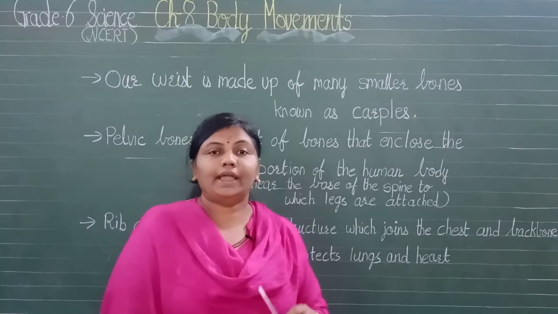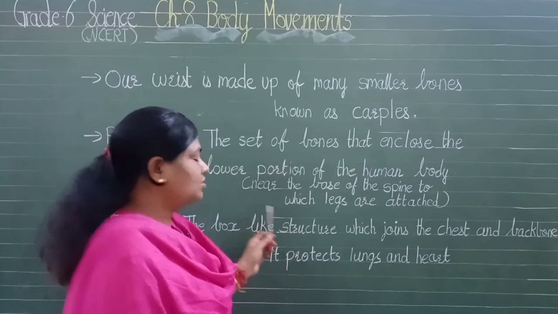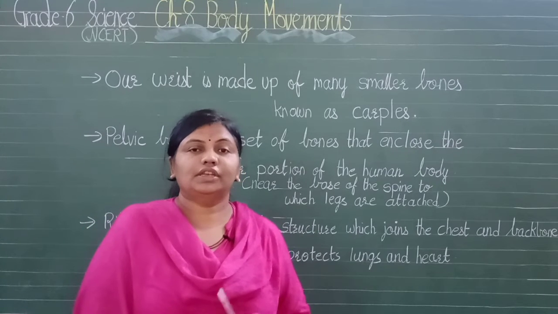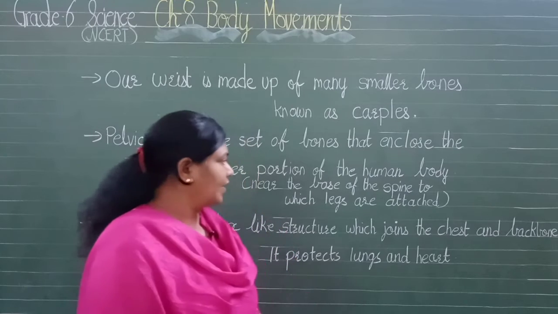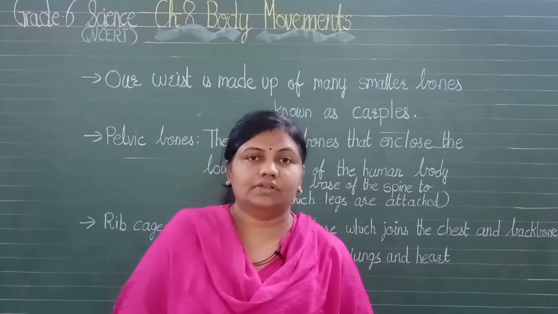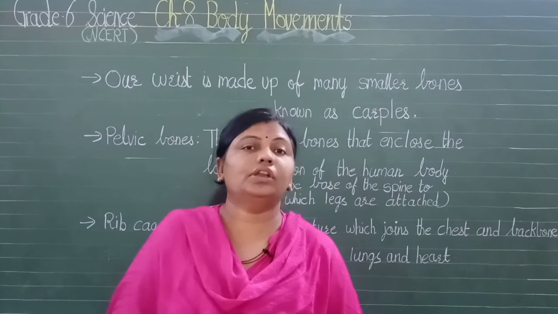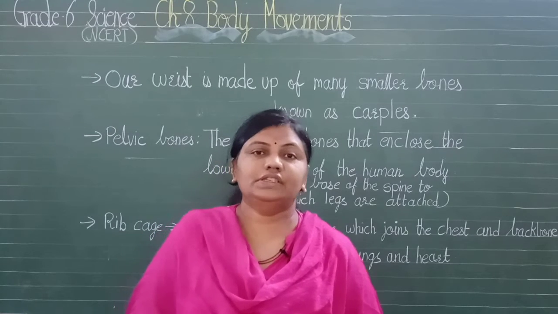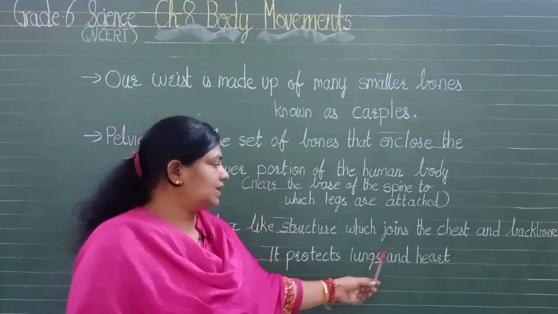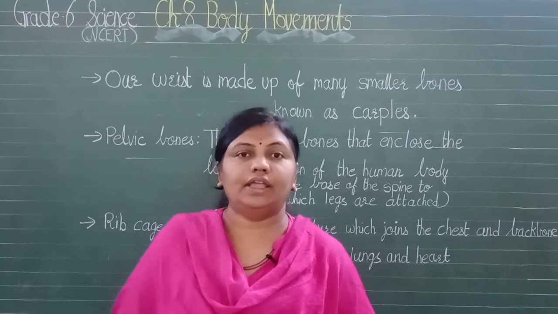Yes, a backbone and chest which is joined, and the structure which is formed, it is known as a rib cage. So it is a box-like structure. Now what is the function of rib cage? Yes, how is the rib cage useful? It protects a very important organ of our body. Which are those important organs? That is lungs and heart. So rib cage protects our heart and lungs.